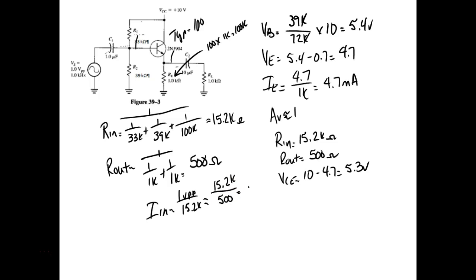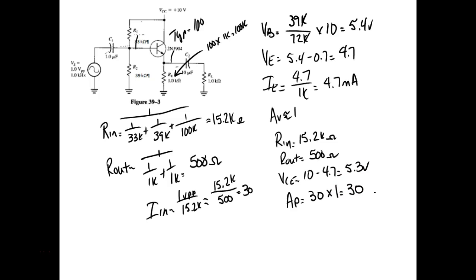So what's our current gain? Thirty. And what's that unit? It's no unit, it's a gain, it's a multiplier. So what would my power gain be? My power gain is my current gain times my voltage gain. My voltage gain is 1, so what's the power gain going to be? 30.